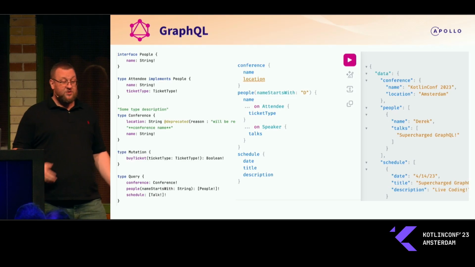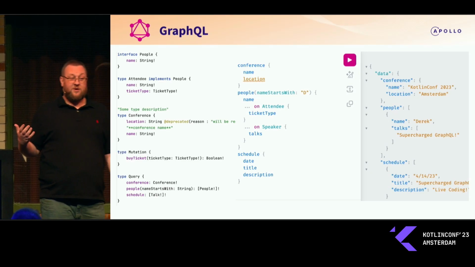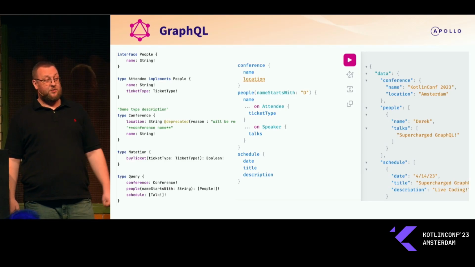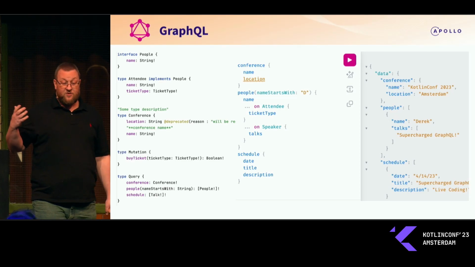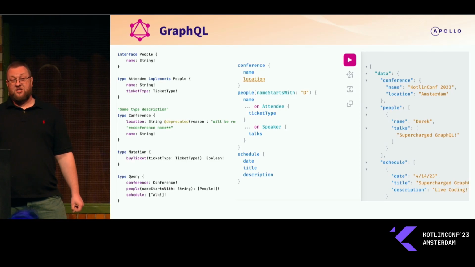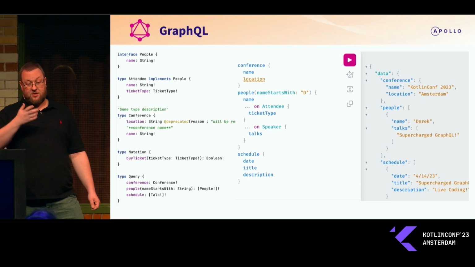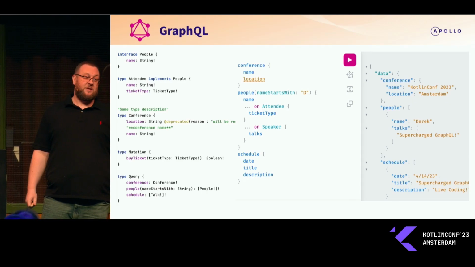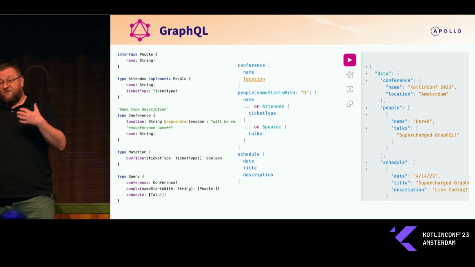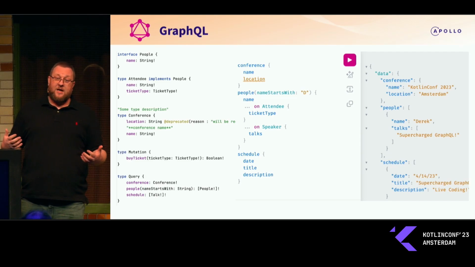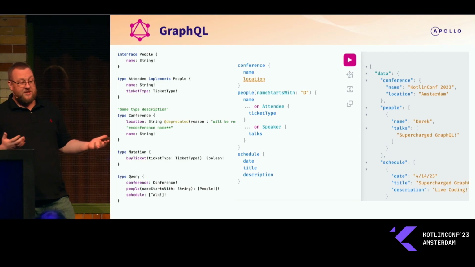Clients then use this information to craft the queries, of which we can see an example in the middle here. Once they send it to the server, the server responds with the data that matches exactly our request. And you can see an example here on the right. This allows you to build very flexible APIs that fulfill a number of different needs.